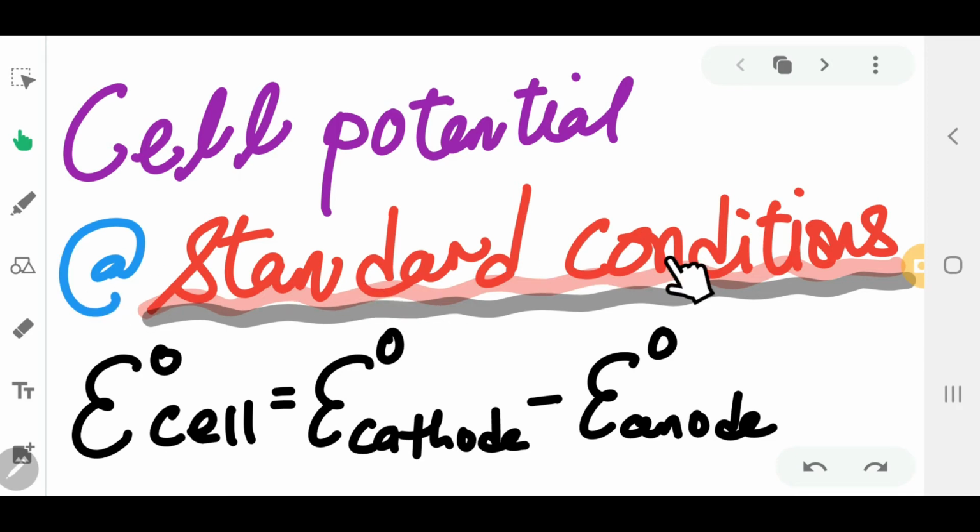at standard conditions. Standard condition usually refers to the concentration at 1 molar, the pressure at 1 atmospheric pressure, and the temperature at 25 degrees Celsius. But usually we're going to focus more on the concentration of the electrolytes and the pressure of the gas when we refer to the standard conditions.